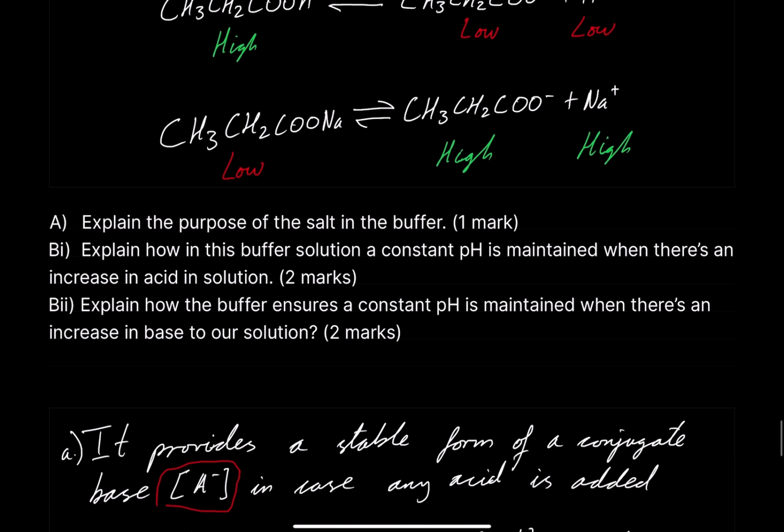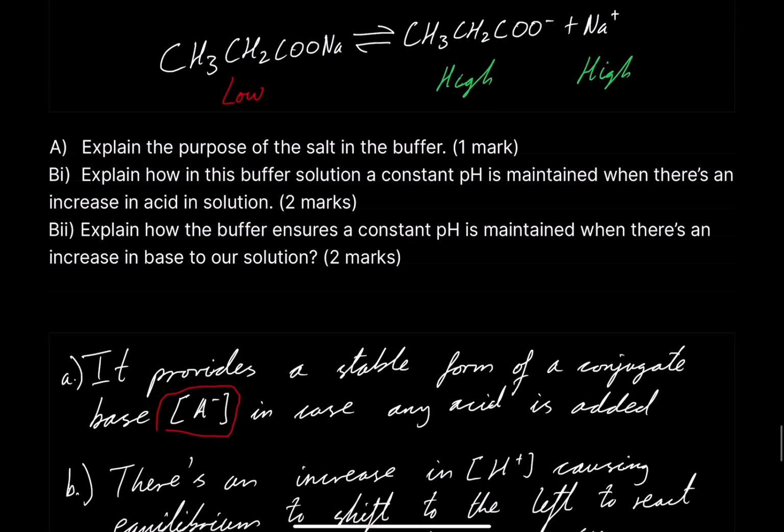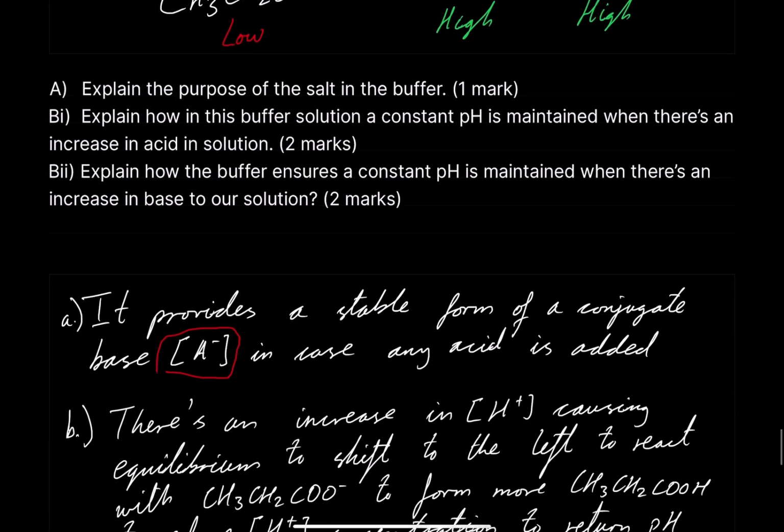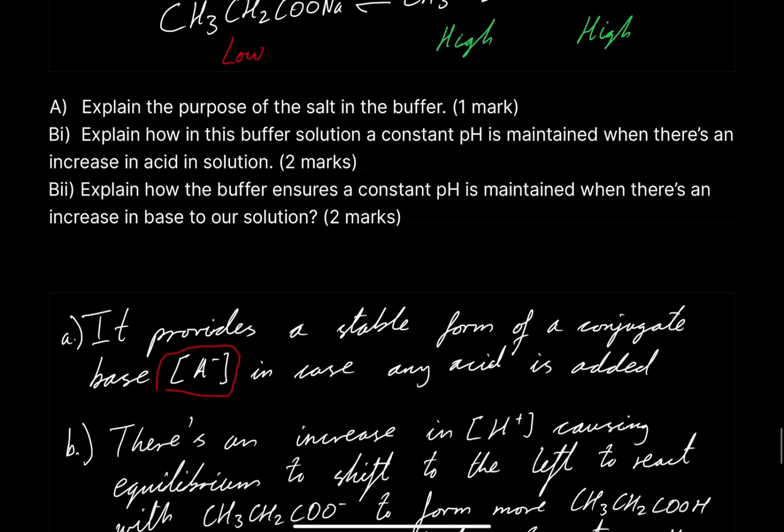All right, so explain how the buffer ensures a constant pH is maintained when there's an increase in base to our solution. Now, they usually mention the type of base. Again, I just made these questions randomly. So they usually mention the type of base that you use, so it'll probably be some sort of strong base, like sodium hydroxide.